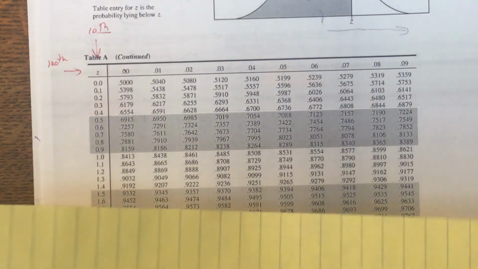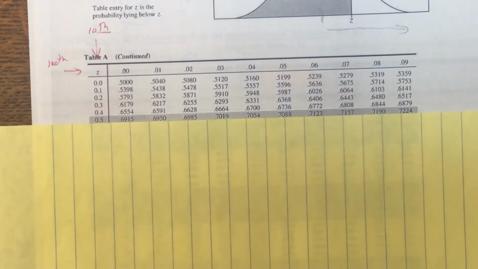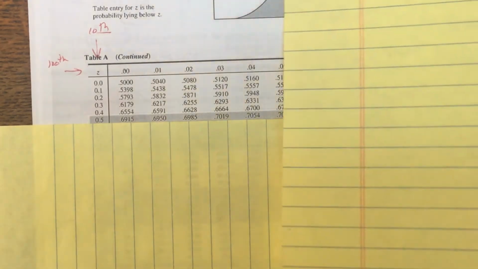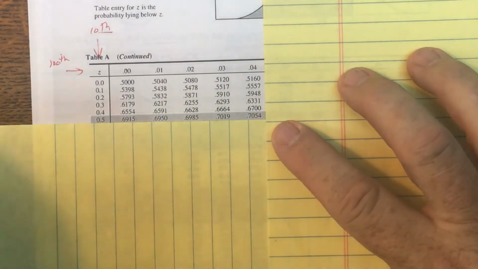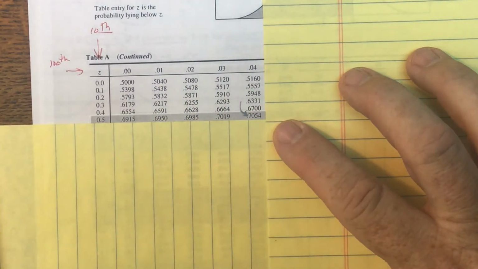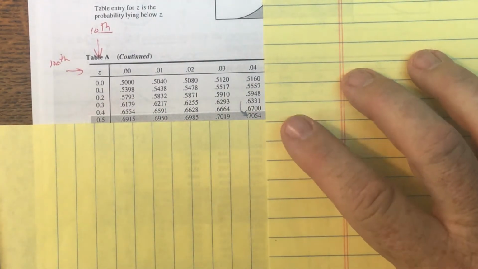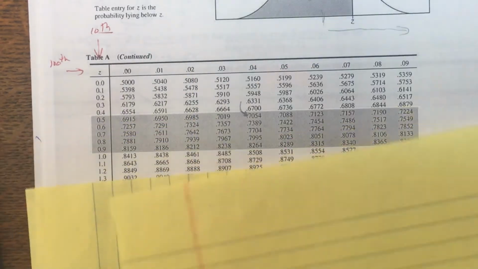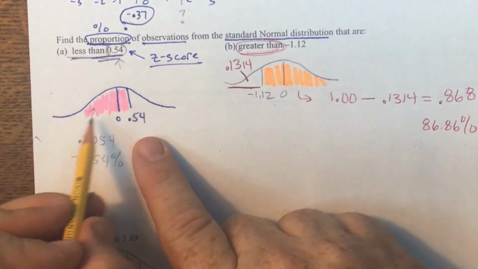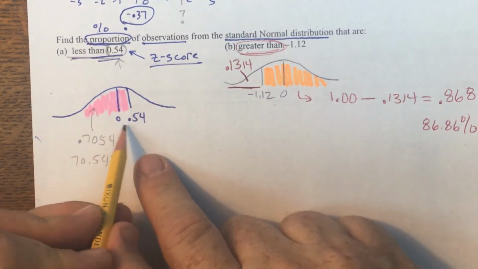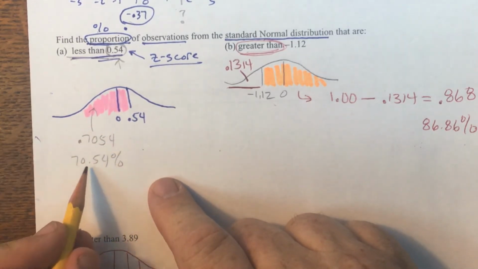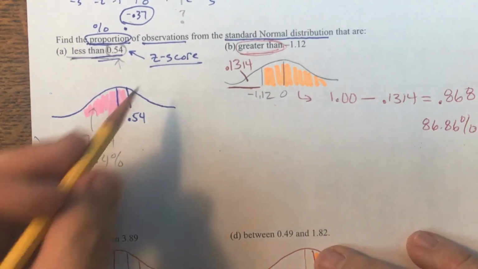So this is how we use it. If we want a 0.54, we find our 0.5, and then we find our 4. And so if you look right here, it's 0.7054. Okay? So the proportion under to the left, less than, that's why I shaded it, less than 0.54, this is our z-score, is 0.7054 or 70.54% of all the data points or observations.